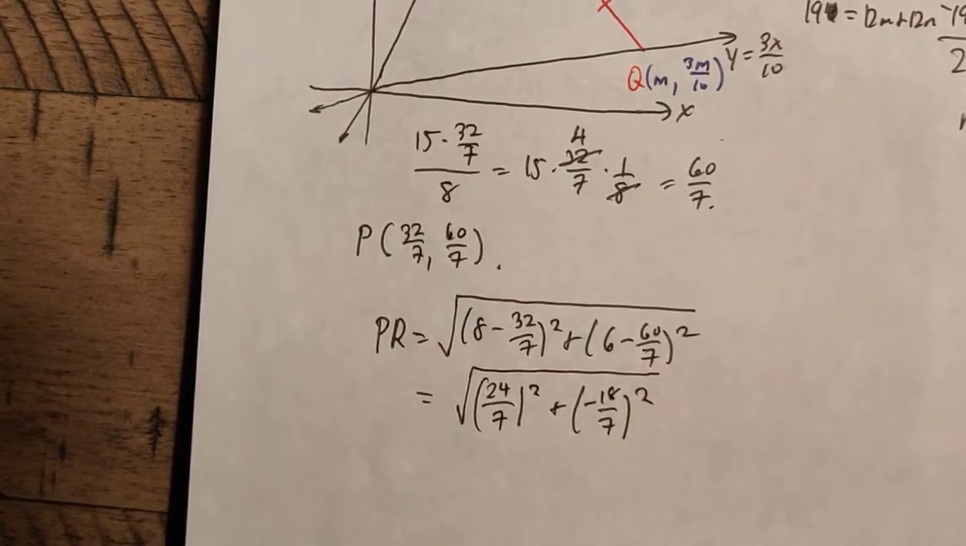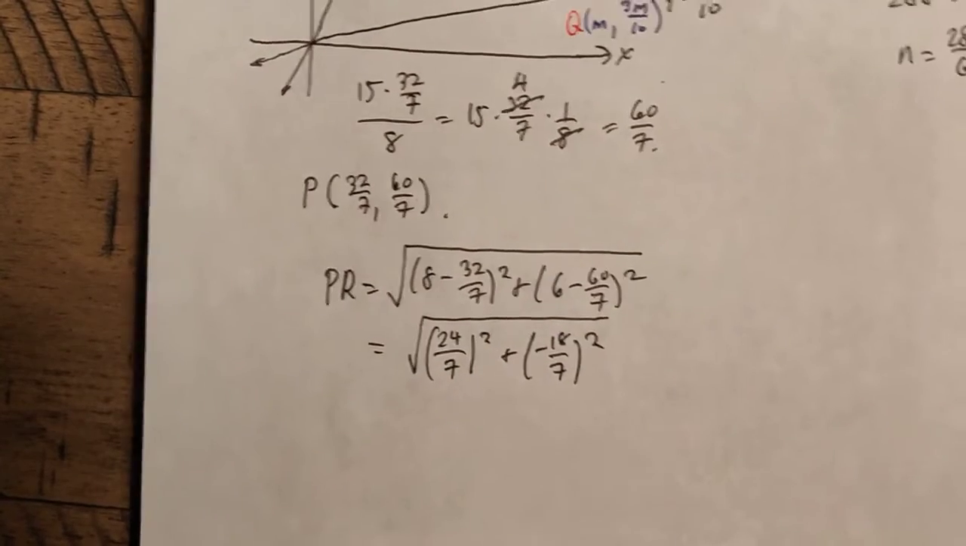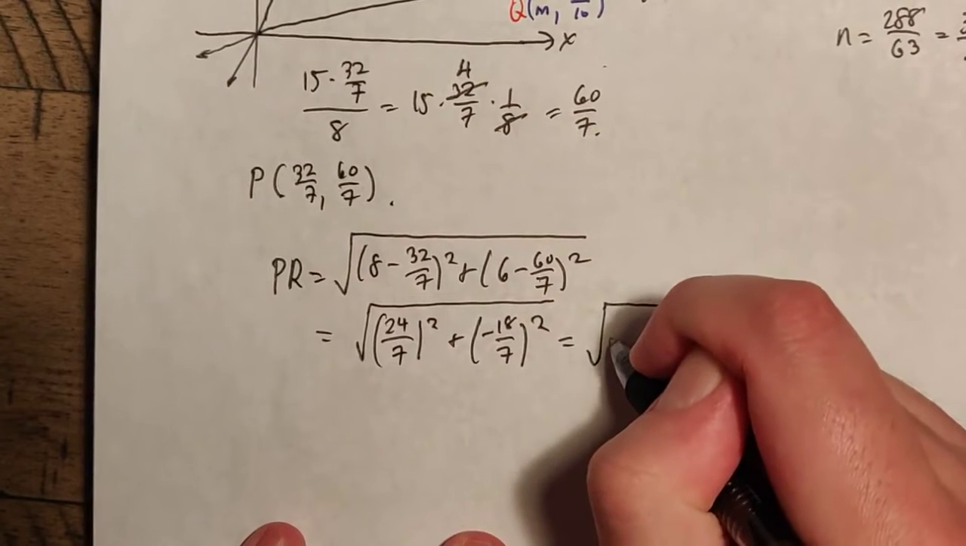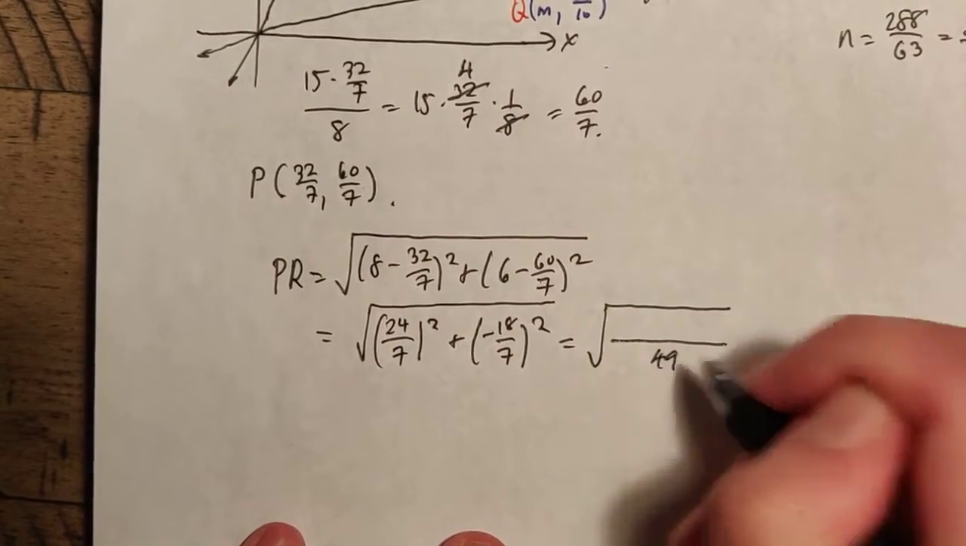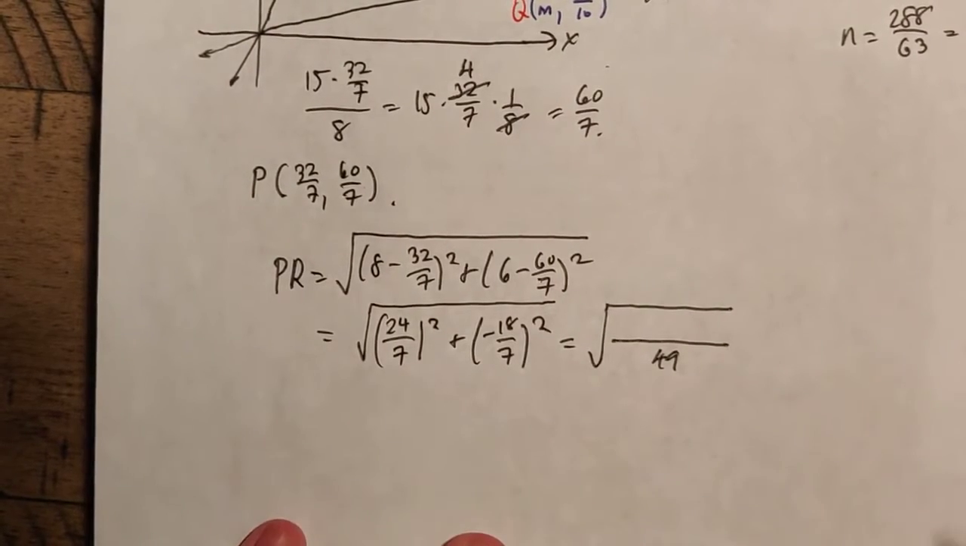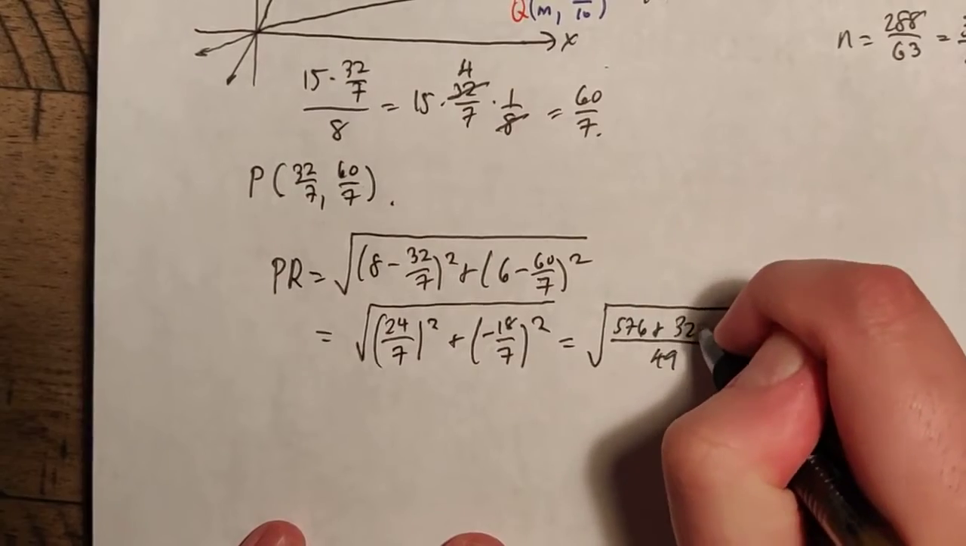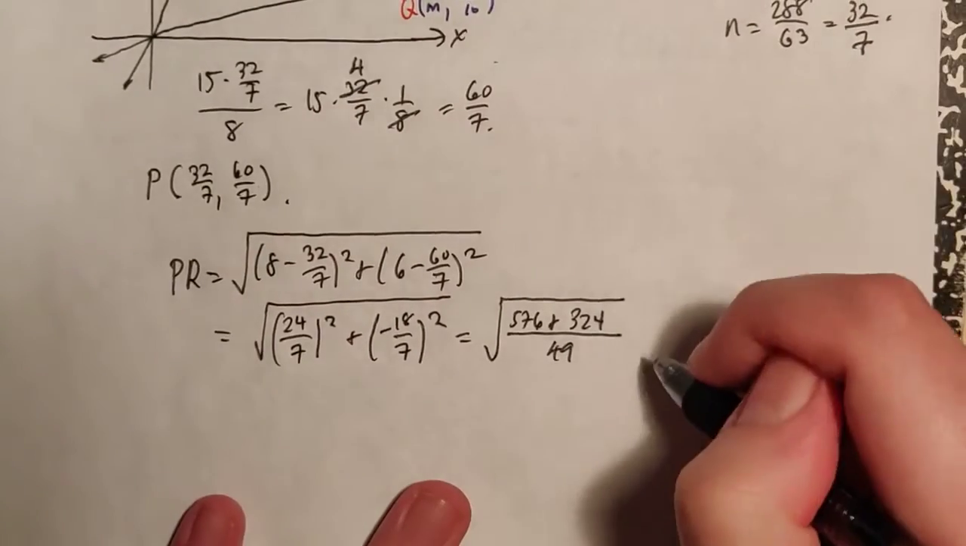Okay? So we have something that looks like this here. So now we're just going to go ahead and multiply this out. Alrighty then. Both denominators are 49, so that's actually pretty good for us. So 24 squared, if I remember correctly, is 576. And then 18 squared is 324. So you have that set up here.